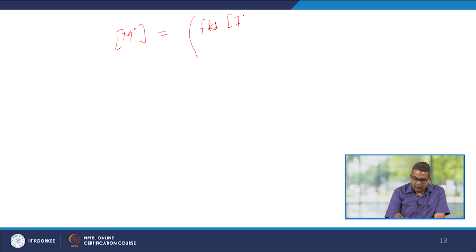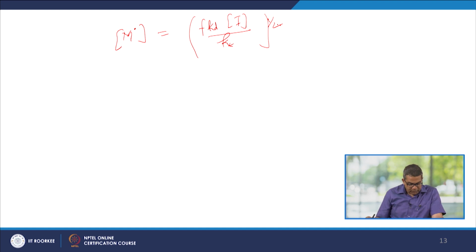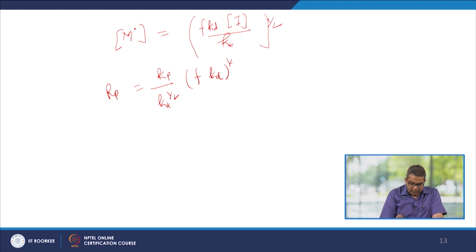F KD over KT to the power half. The expression of the rate of propagation RP, because initiation, propagation, termination, these three are the steps, can be represented as Kp over Kt to the power half, F KD to the power half, I. Let us say this is equation 3.